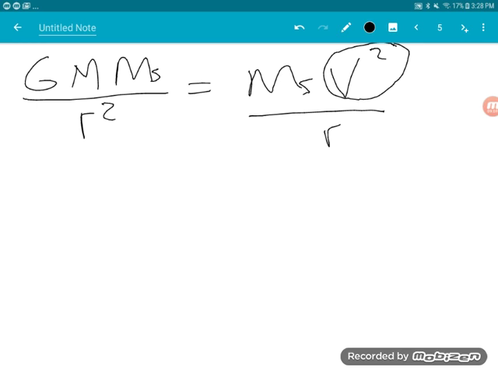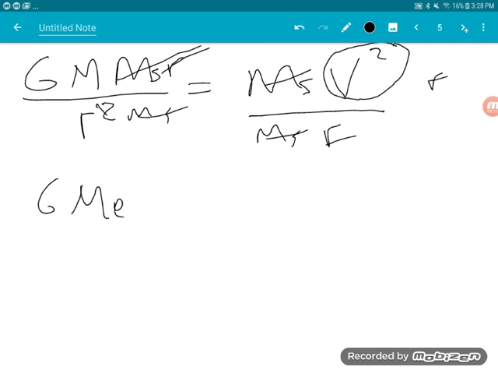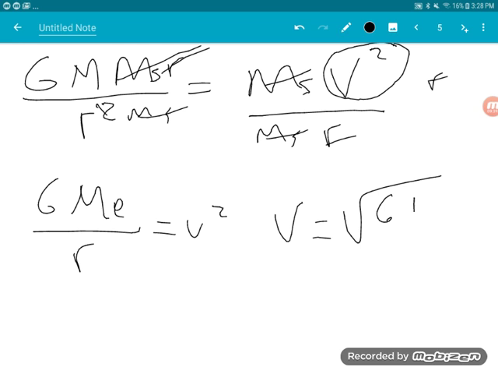Since we're solving for velocity, if we get rid of the r and divide by the mass of the spaceship, we're left with the gravitational constant times the mass of the Earth over r equal to v squared. So v is equal to the square root of GM_E over r. Now, what v is this?